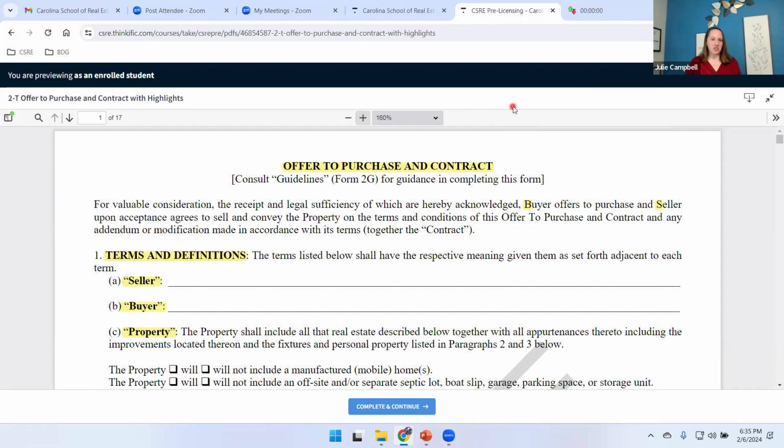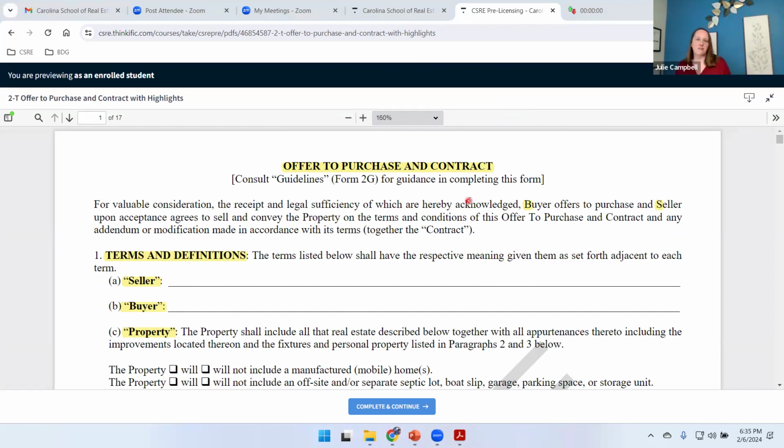The first provision of our offer to purchase and contract is the terms and definitions. And we spend the first 2.5 pages defining things. At a minimum, if you're not going to do anything else with the offer to purchase and contract, I suggest looking at the first 2.5 pages because it defines these terms throughout the contract.